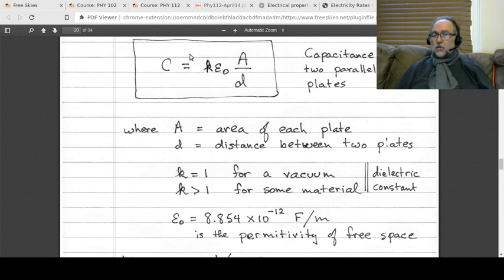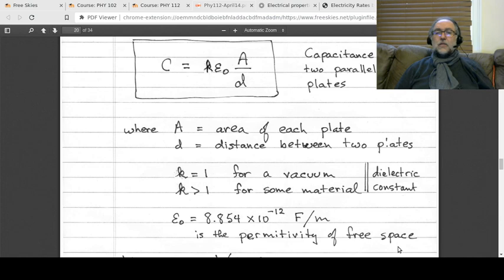Those are the units you need there to make sure that everything works out, because see, A is in meters squared, d is in meters, K is just a number. It's just a dimensionless number. So it's 1 for a vacuum and bigger than 1 for some material. So to make all the units work out, epsilon naught has to be in farads per meter. It's called the permittivity of free space. It's the ability of free space to maintain an electric field.